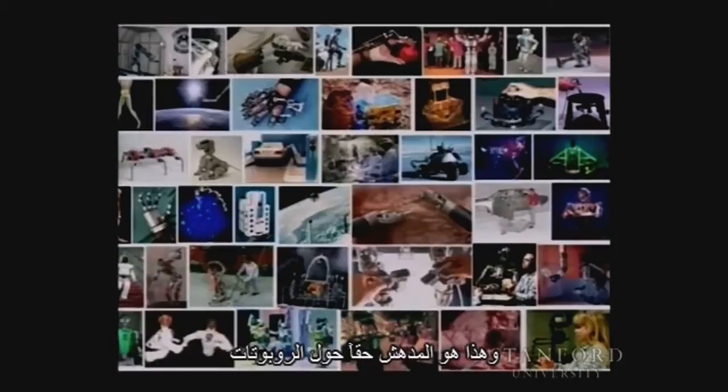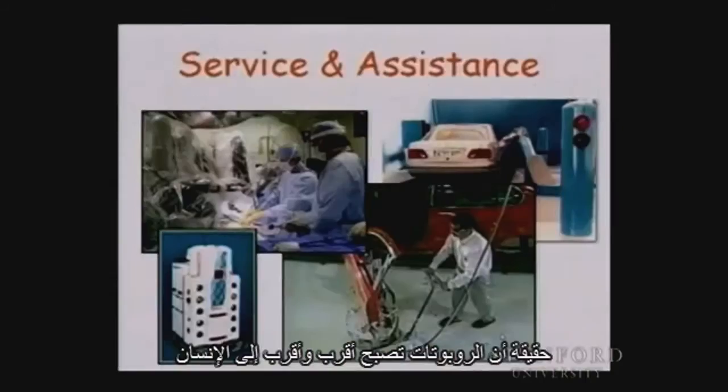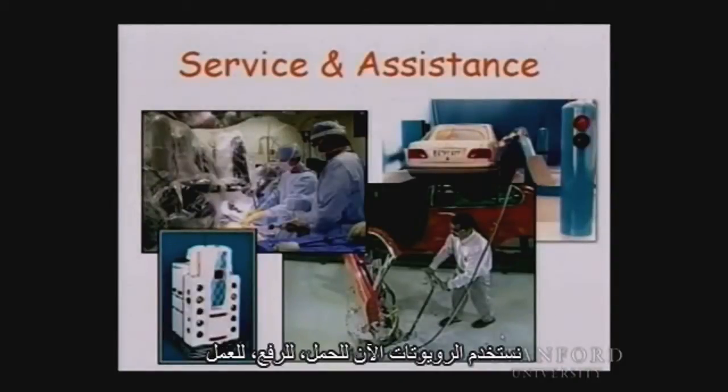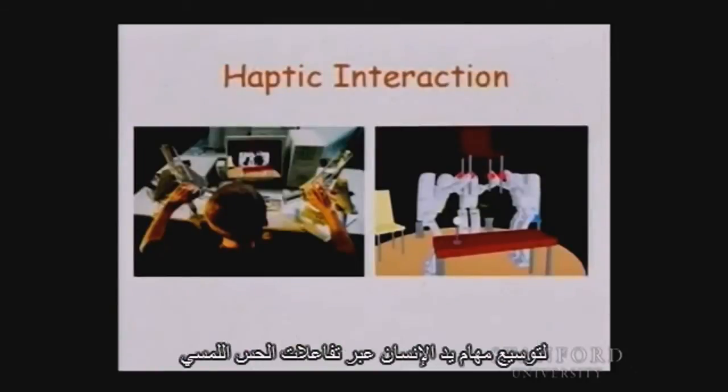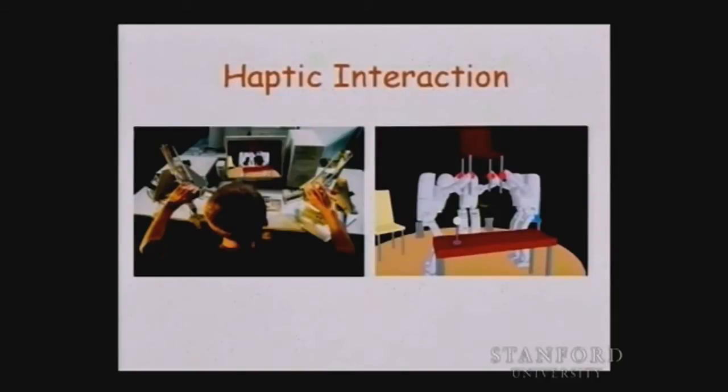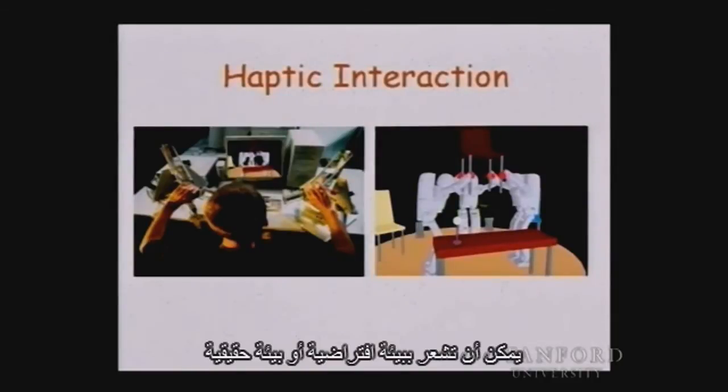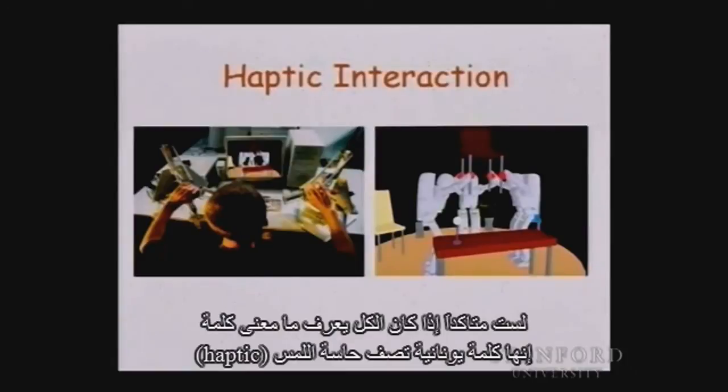And this is what is really exciting about robotics, the fact that robotics is getting closer and closer to the human. That is, we are using the robot now to carry, to lift, to work, to extend the hands of the human through haptic interaction. You can feel a virtual environment or a real environment. I'm not sure if everyone knows what haptics is. Haptics comes from a Greek word that describes the sense of touch.